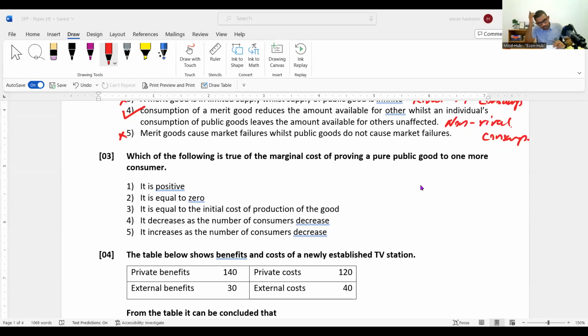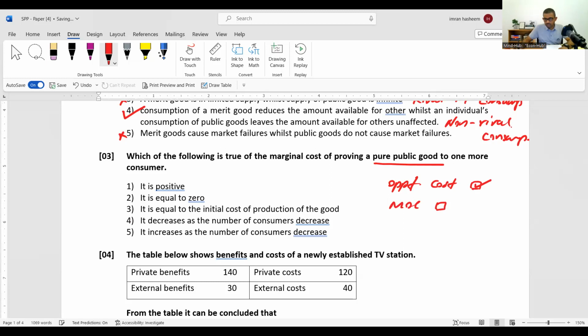Question 3. Which of the following is true of the marginal cost of providing pure public goods? We just talked about it, isn't it? We said pure public goods, opportunity cost definitely is there. It has an opportunity cost. It's positive, right? But MOC, marginal opportunity cost, we don't have, because once a public good is provided, just because one more person uses it, we don't have to incur an additional cost. Think of some good examples of public goods.